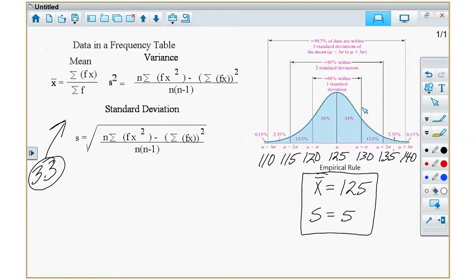Now, you really don't have to write the formula for standard deviation. Why? Because it's just the square root of variance. You really don't have to write this. You just take the square root of that and get S. I mean, just make a note. But it's these two that I want you to really know, because once you find the variance, then all you got to do is take the square root.